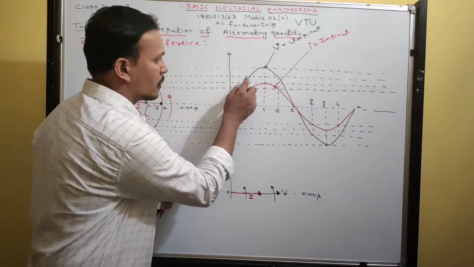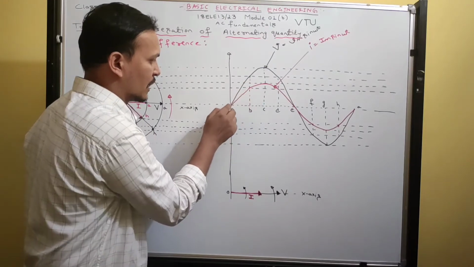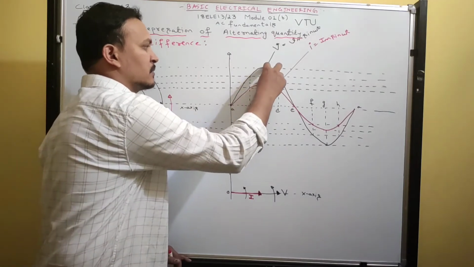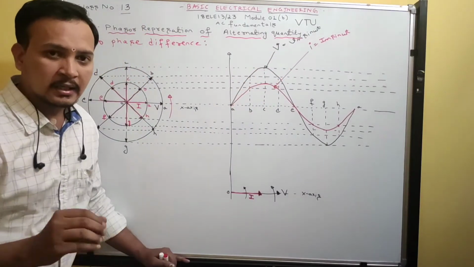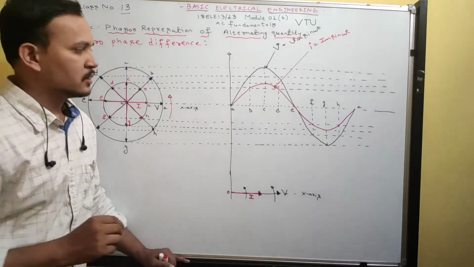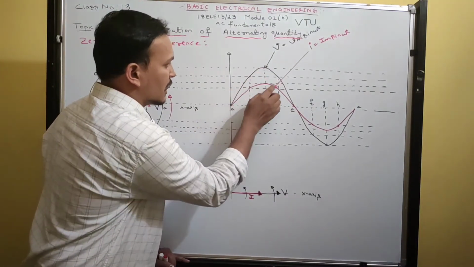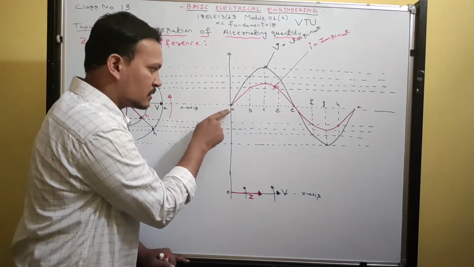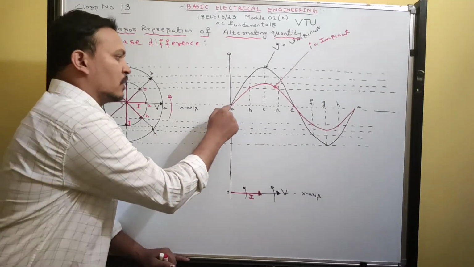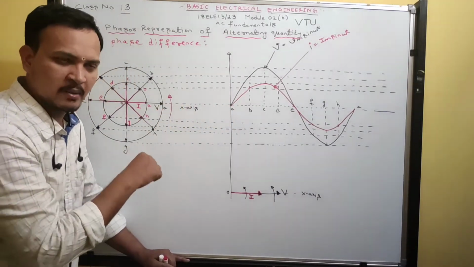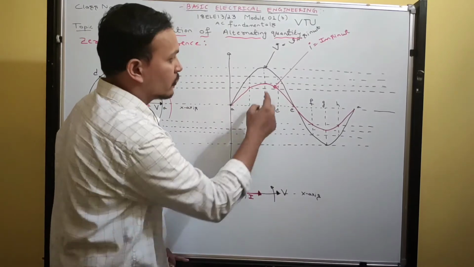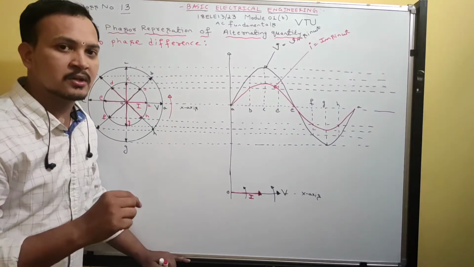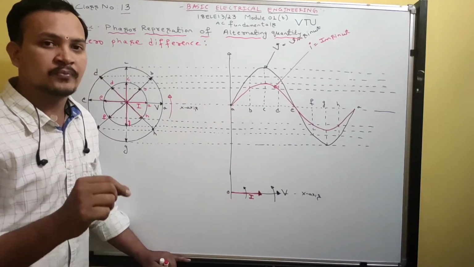Zero phase difference can be defined as when t is equal to 0, both instantaneous quantities have value 0. The minimum value and the maximum value of both quantities are attained at the same instant. At instant A, both quantities are 0, minimum. Next, you get maximum voltage and maximum current at instant C, at the same instant.